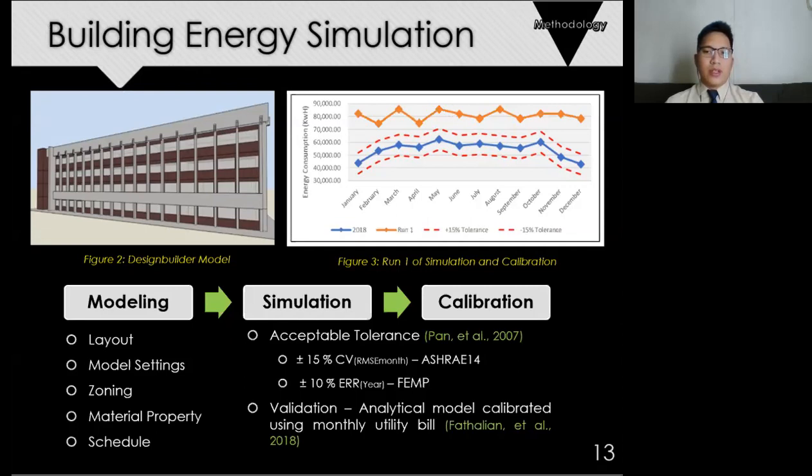Next, a calibrated simulation is an appropriate method to measure and assess the accuracy of the baseline scenario and determine the impact of post-retrofit scenarios. In a study by Pan, an allowable tolerance of 15% and 10% for monthly and annual coefficient of variation should be met respectively. For this study, simulation results were limited to the analytical model calibrated using the monthly utility bill. Once statistical indices are met, it is safe to say the calibrated model behaves like the target building. The figure on the left presents the building as modeled in Design Builder, while figure 4 illustrates run 1 of the simulation and calibration process.